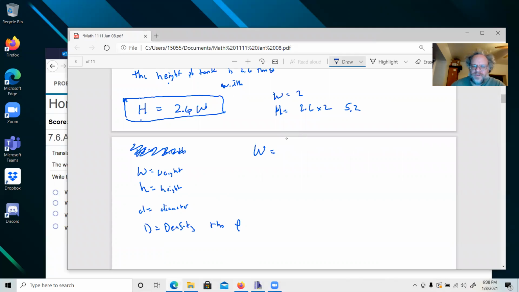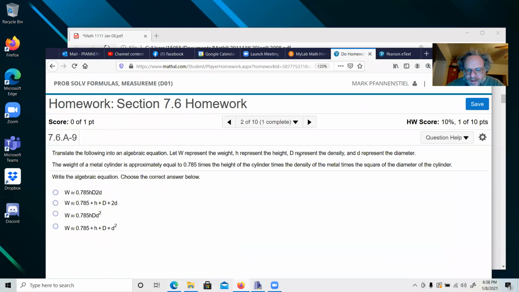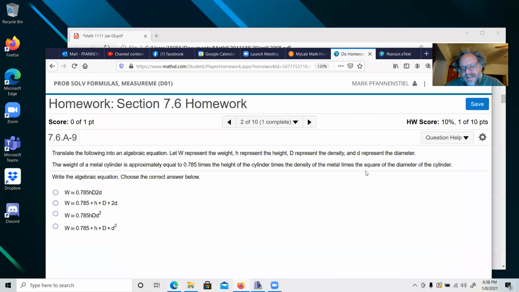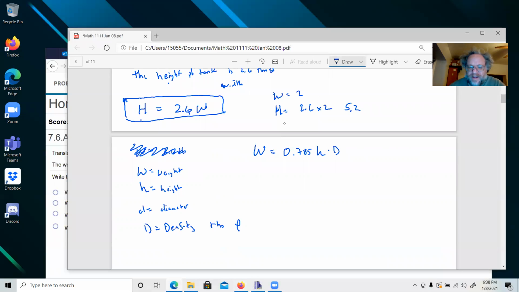So 0.785 times the height, which is the little h. Times the density. See, I just want to write rho. I don't want to write this. It takes force of will. And times the square of the diameter of the cylinder. So we have to put a d squared in here, right? Because d would be the diameter, and d squared would be the square of the diameter. So times d squared. That's what they want us to show for this one.